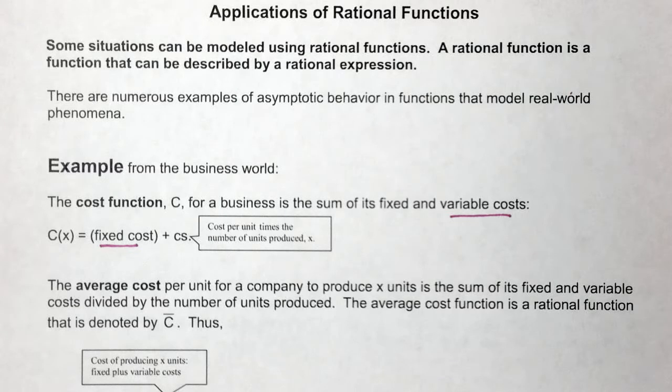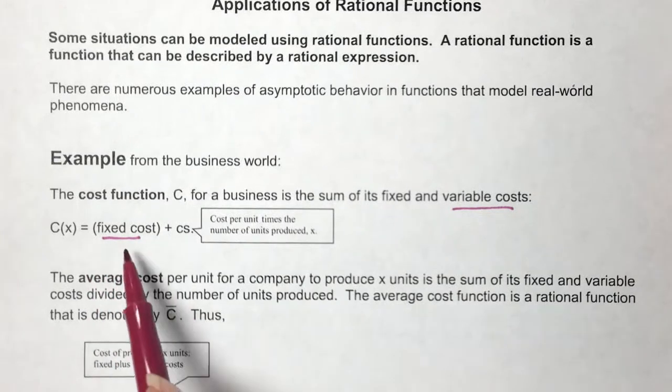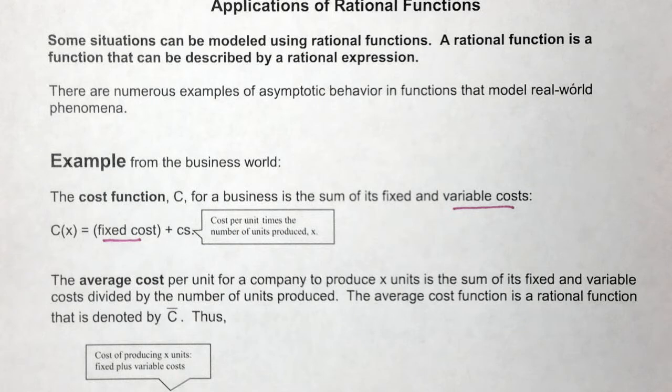So if you're producing and selling something, maybe you bake cakes at a bakery, and each cake costs you $5 to make for materials, then your variable cost would be $5 per cake. The fixed cost would be the rent on your storefront or the equipment that you had to buy, those types of things.